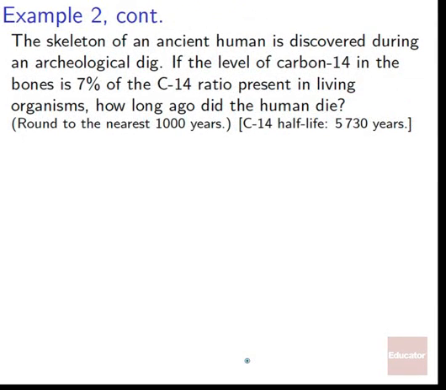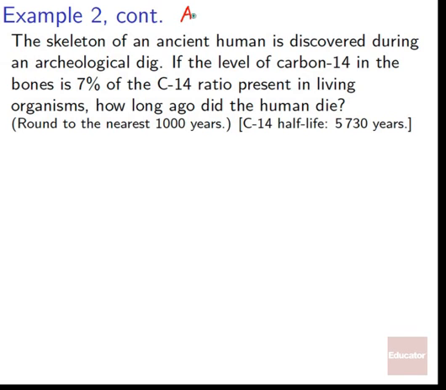All right, now we'll look at a specific example. The skeleton of an ancient human is discovered during an archaeological dig. If the level of carbon-14 in the bones is 7% of the carbon-14 ratio present in living organisms, how long ago did the human die? Then we want to round our answer to the nearest 1,000 years, and we're also reminded that the carbon-14 half-life is 5,730 years. So let's just start off.